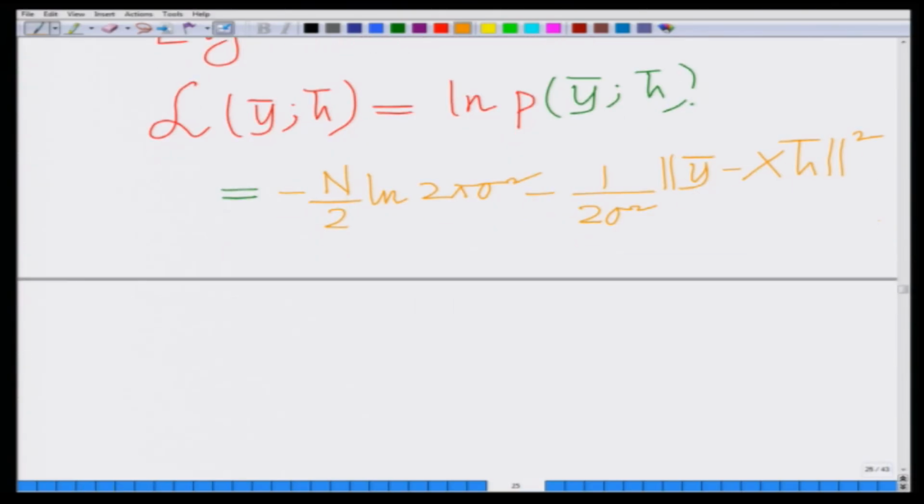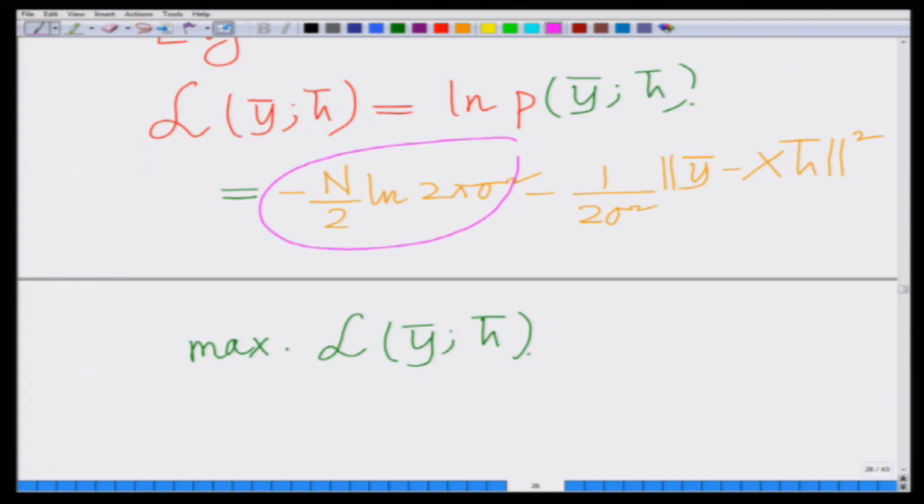So, what I am going to do is maximize this log likelihood function. But when you maximize this log likelihood function, you observe that this is a constant, minus n by 2 log 2 pi sigma square. This 1 over 2 sigma square also is a constant.